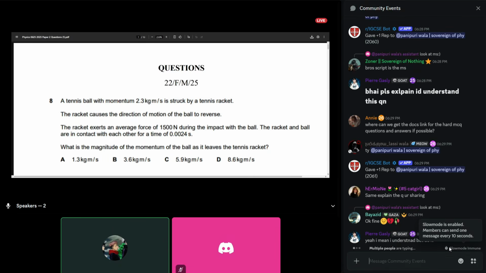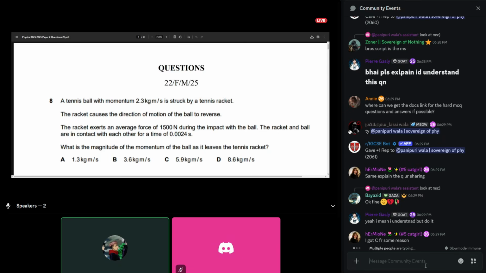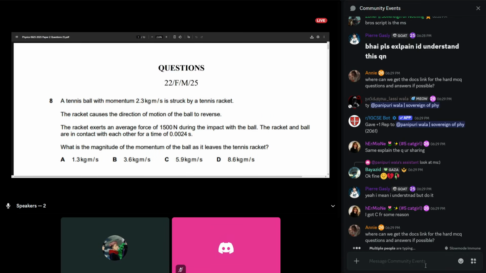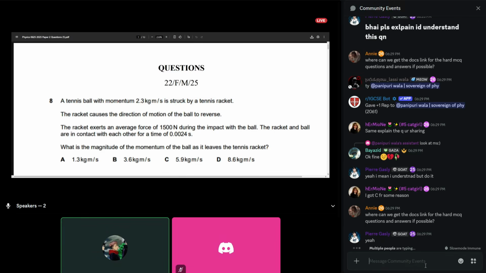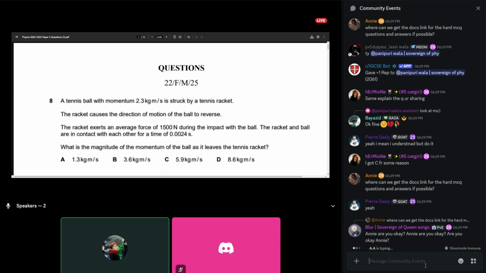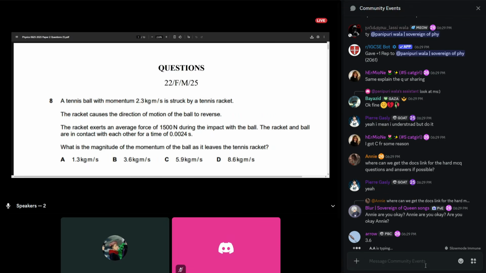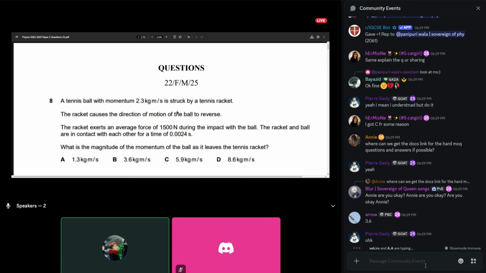Rate of change of momentum. Find impulse first. Okay, so that is 1,500 into 0.024, which is 36, right? 36 newton seconds, and subtract 2.3 from that. What is it? My bad, I used the wrong decimal place. It's 3.6. So yeah, 3.6 is the impulse. So 3.6 minus 2.3 is 1.3. A. Because we're reversing the direction, that's why I subtract 2.3.